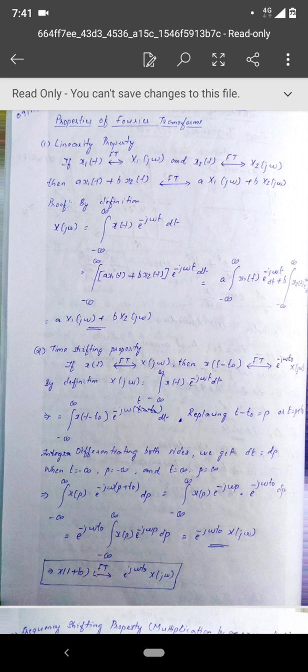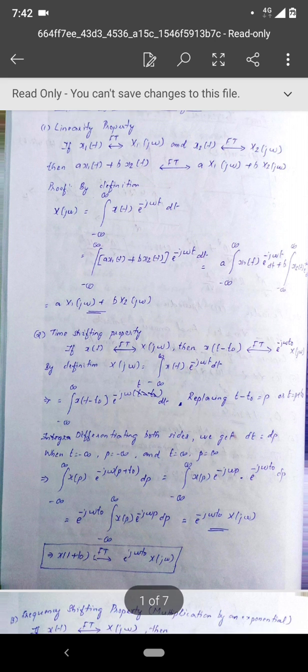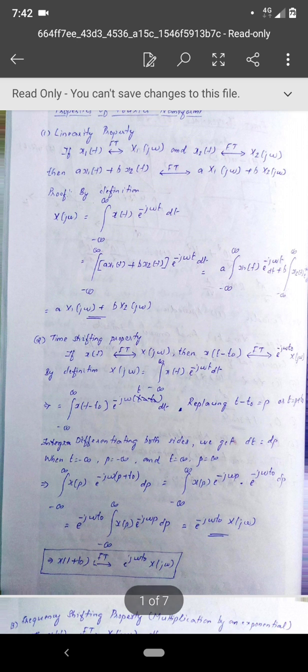Then e raised to minus j omega t dt is common, so that is attached to x1 of t, plus b again comes out of the integration, and the integration is from minus infinity to infinity. The remaining things are x2 of t e raised to minus j omega t dt. What you see inside the first integration, x1 of t e raised to minus j omega t dt, is nothing but x1 of j omega, and what you see inside the second integration is nothing but x2 of j omega. That is how it is proved. So it obeys the linearity property.